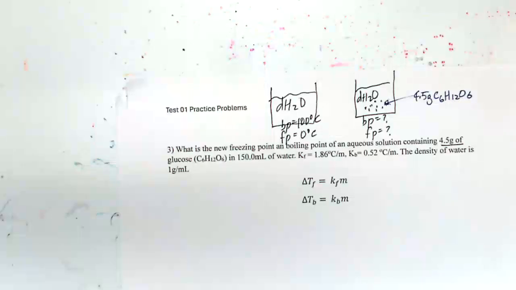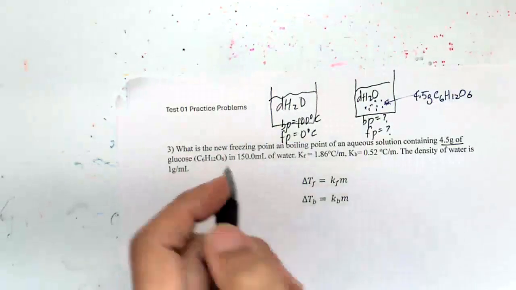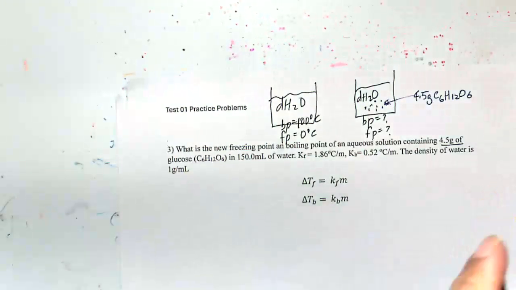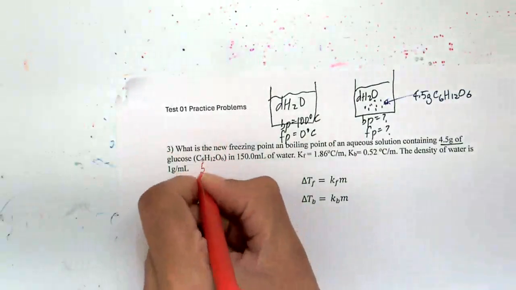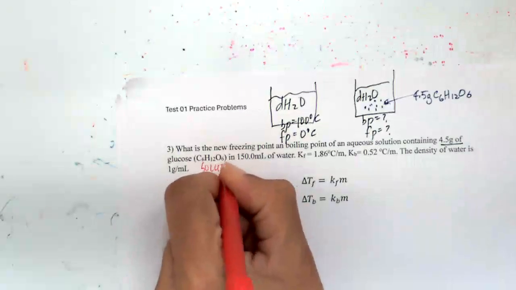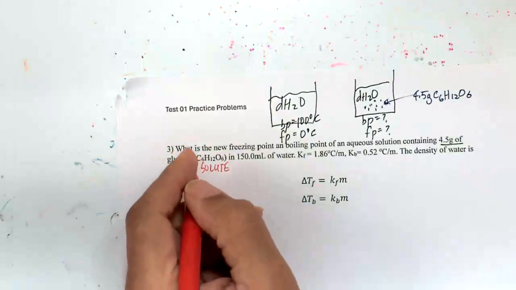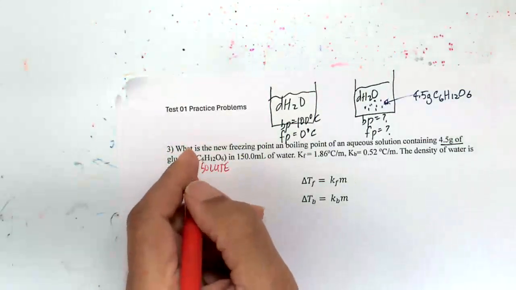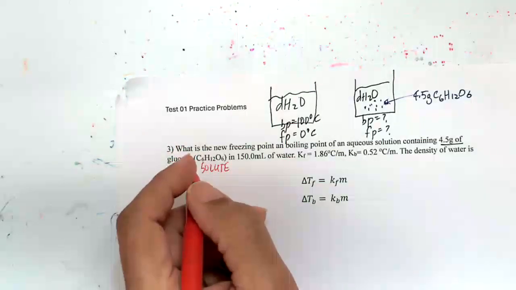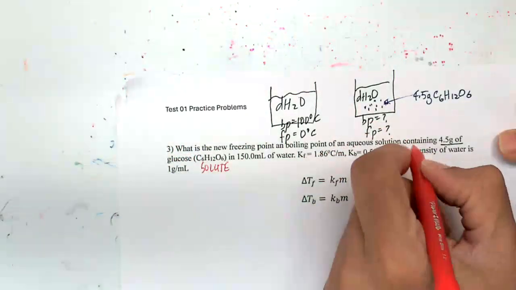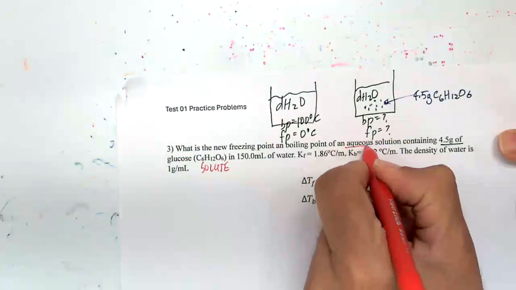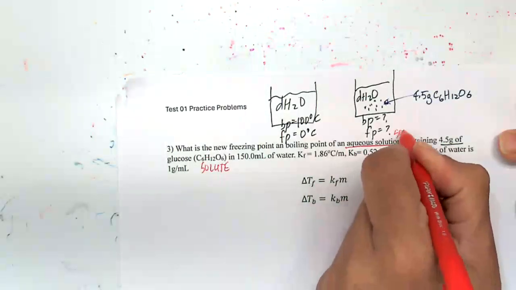What do you expect the boiling point to be? As a colligative property, the new boiling point would be higher or lower? Higher. What would the new freezing point be? Lower. So what is our solute and solvent? What's our solute? Very good. 99% of the time in Gen Chem, at least in my Gen Chem class, the solvent is going to be water. Aqueous means the solvent is water.